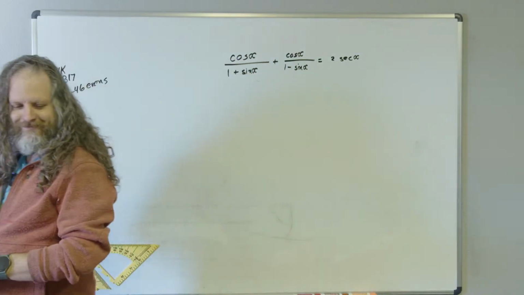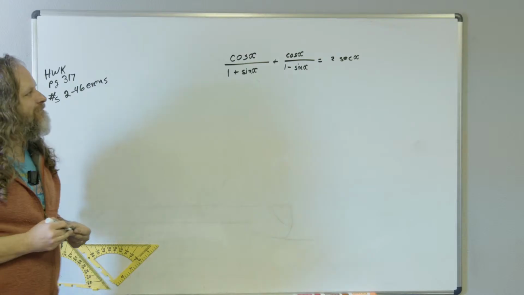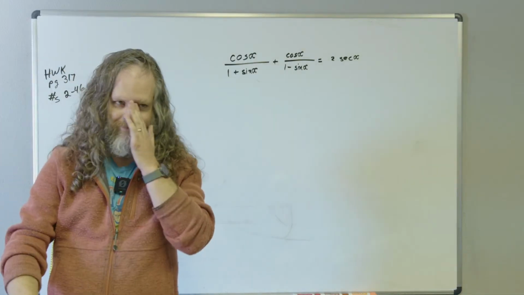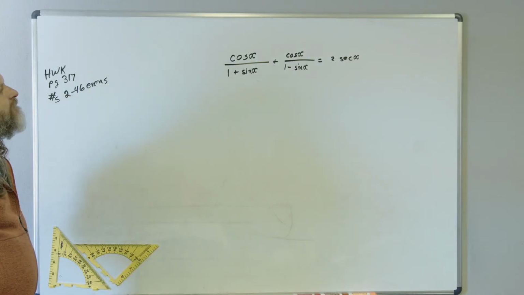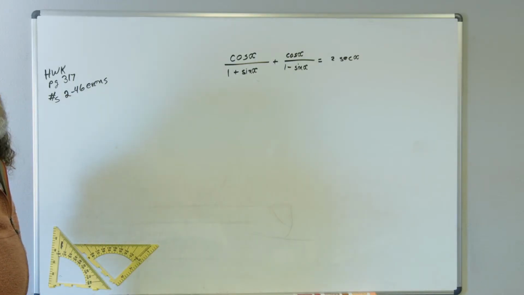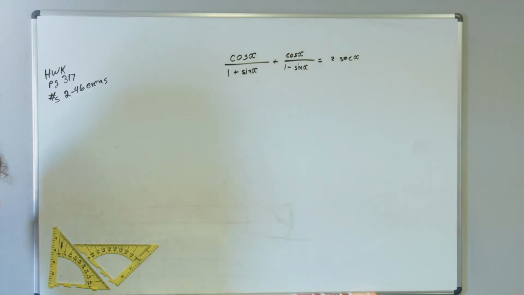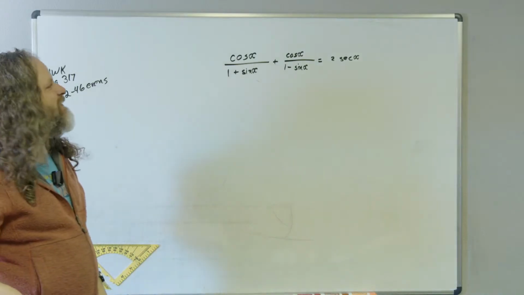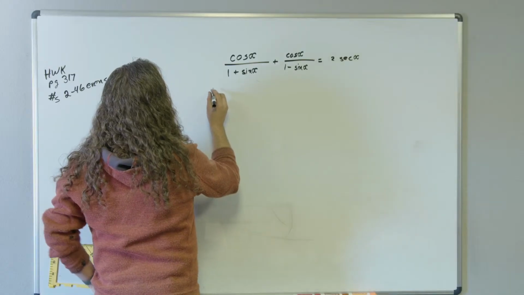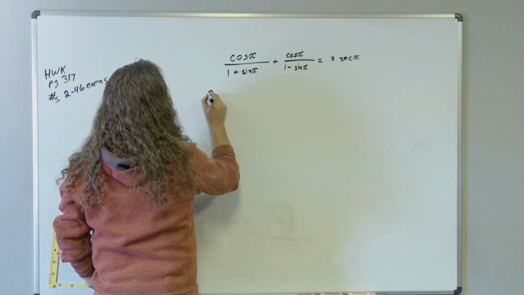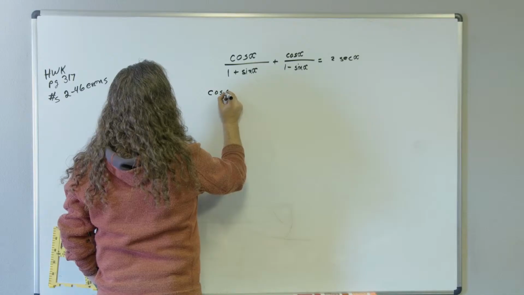Alright. Okay, what now? Signs on the bottom. They're conjugates. Yes, they are. That's true. So do some multiplication. Sounds great.